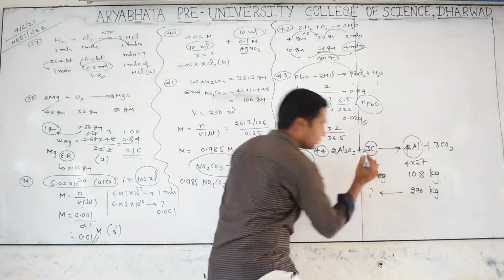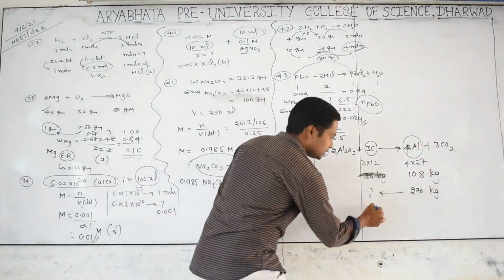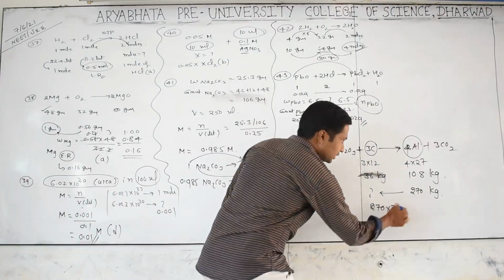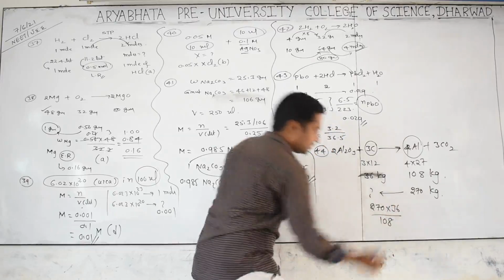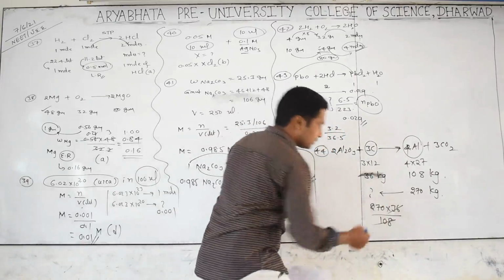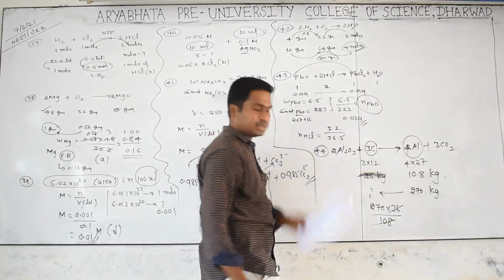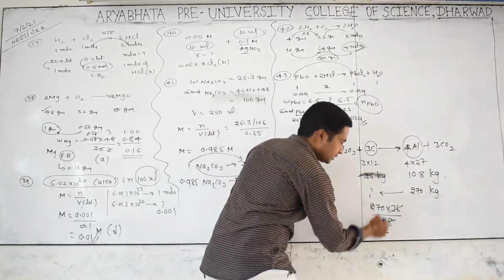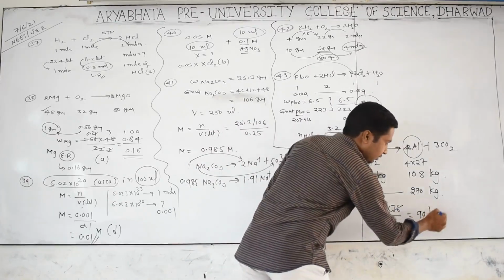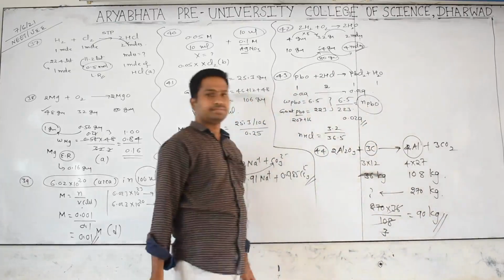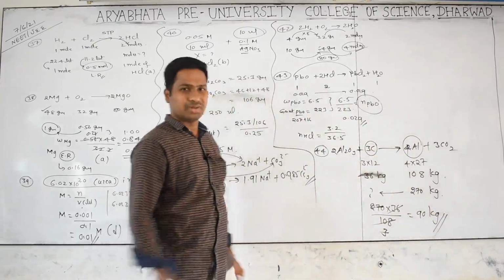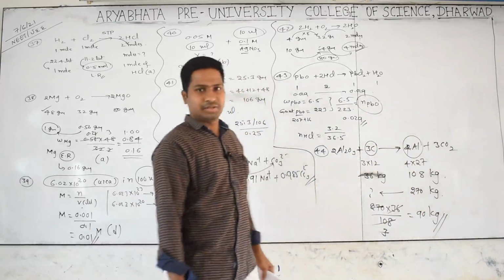Then how much carbon is required? Do cross multiplication: 270 into 36 by 108. I think 3 times, so I think 90 kg, no? Yes. So here 90 kg of carbon is required. The Hall-Héroult process is this one. Actually it will be coming in metallurgy.